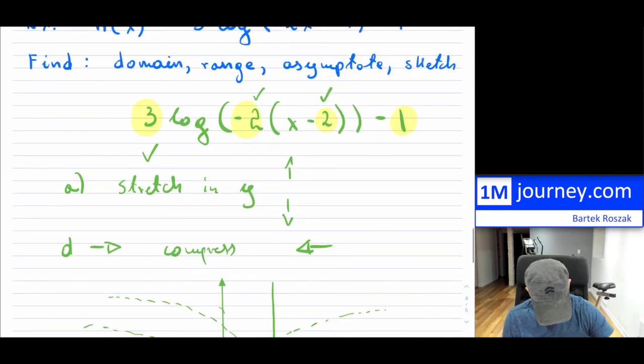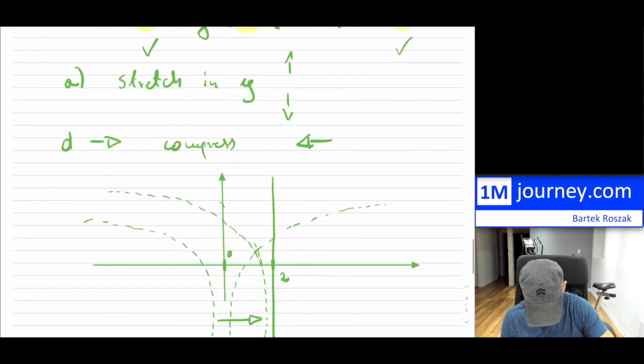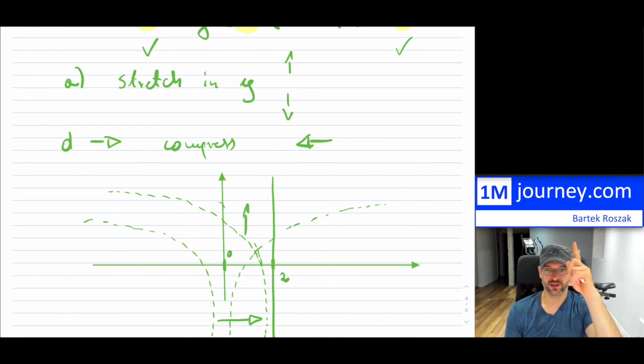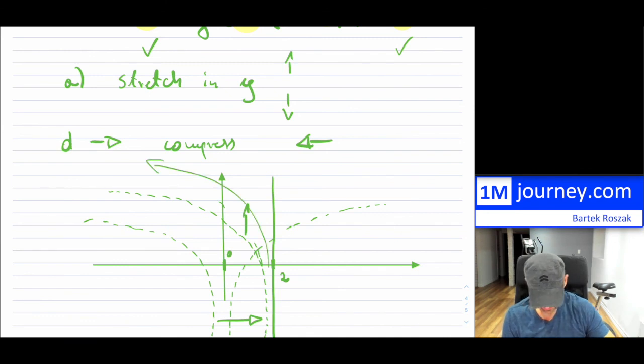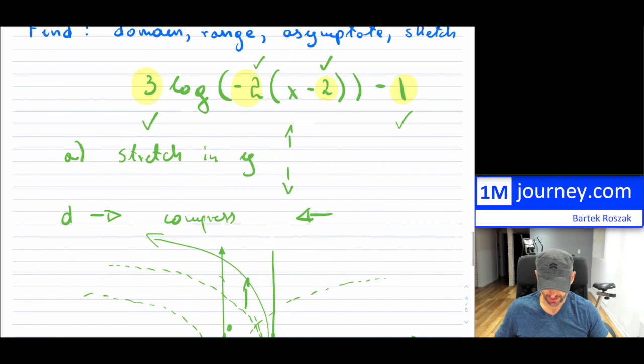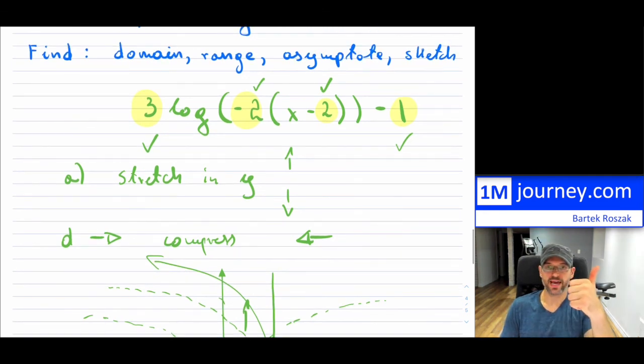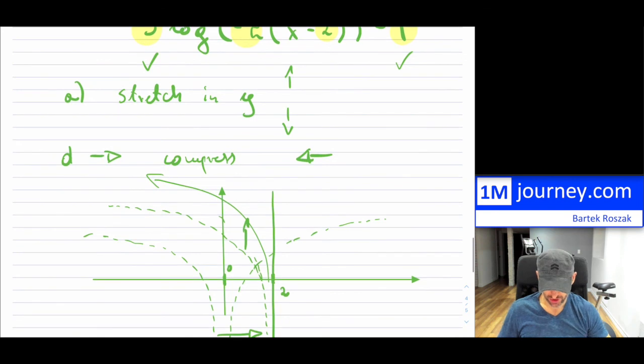And now finally, this is going to shift up by 1. It's going to get moved up in this direction. So we want to be able to see something kind of like that, right? So let's see it. Now, domain again is x less than 2. That's what we want to see. The range is basically all of R, so it's all the real numbers. The asymptote is x is equal to 2. And the sketch should look like our final one, which is kind of something like this.